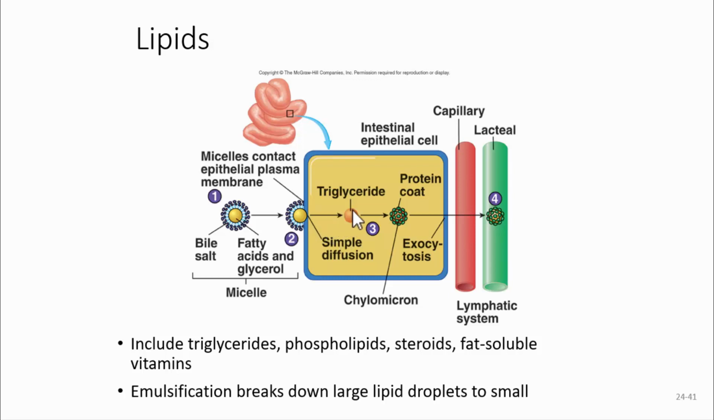And it's going to release the triglyceride. So here's the triglyceride. Then the triglyceride gets a protein coat, at which point we call this a chylomicron. And through exocytosis, that chylomicron is spit out and absorbed into the lacteal. And it's then transported through the lymphatic system.